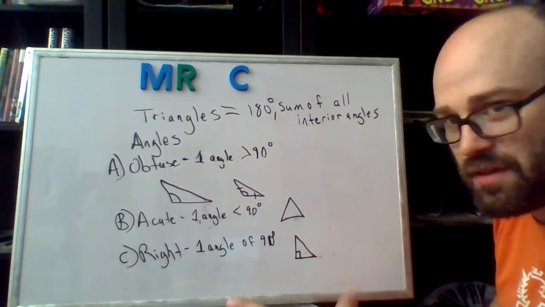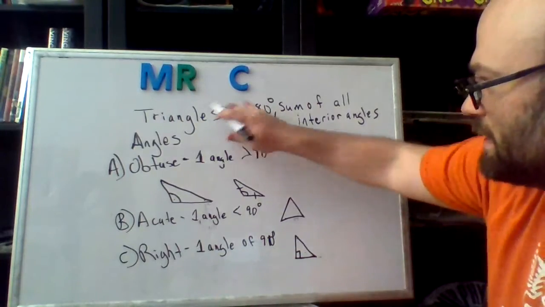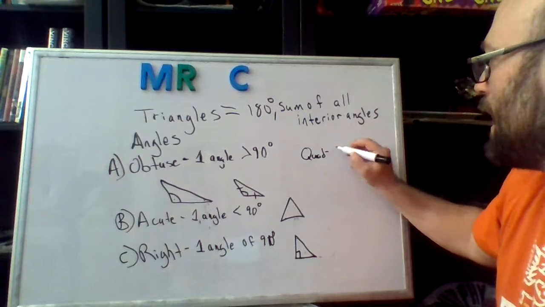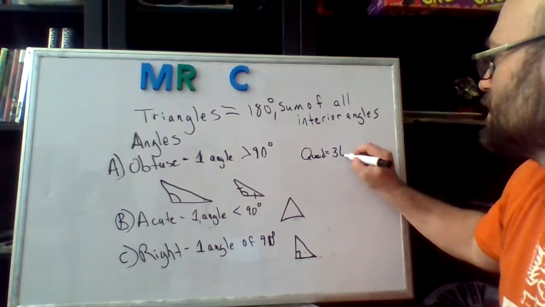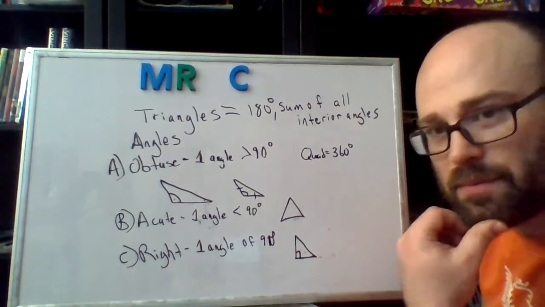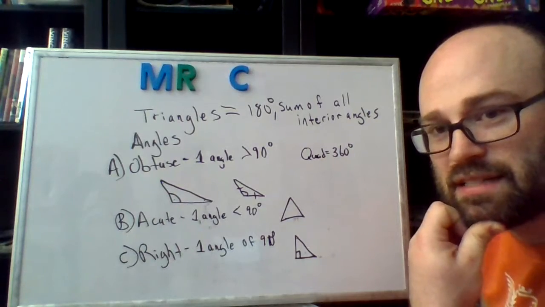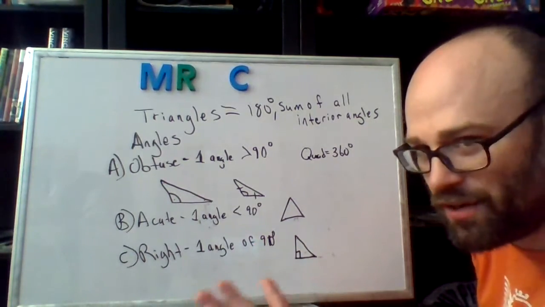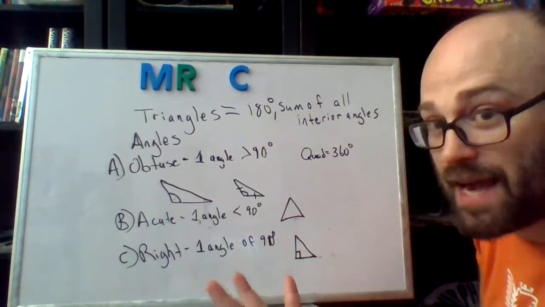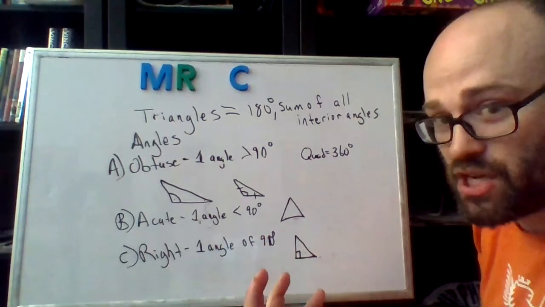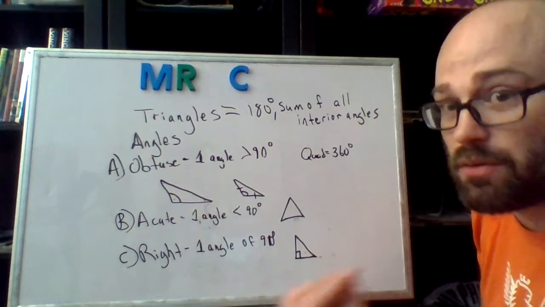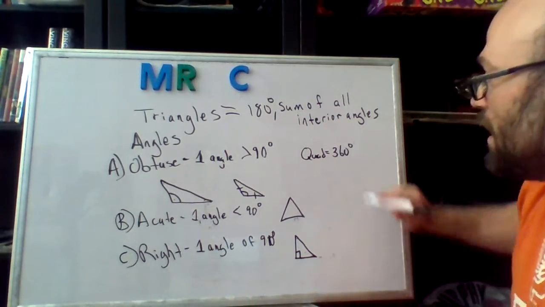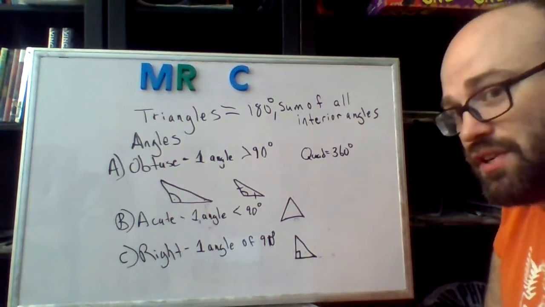Now quadrilaterals, and you might want to bring this back and maybe put it in there with the quadrilaterals. But quadrilaterals have to equal 360 degrees. Okay, so 360 degrees is the sum of all the angles inside of a quadrilateral. So like a square. Square has four 90-degree angles. Well, 4 times 90 is 360 degrees. So all the interior angles of quadrilaterals add up to 360 degrees.